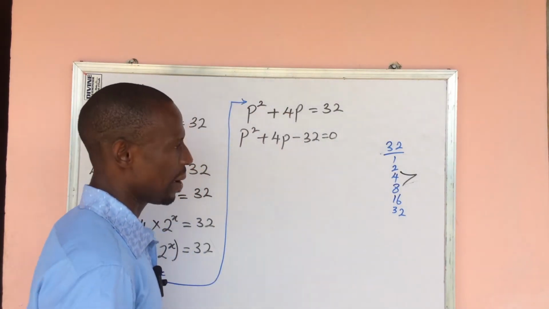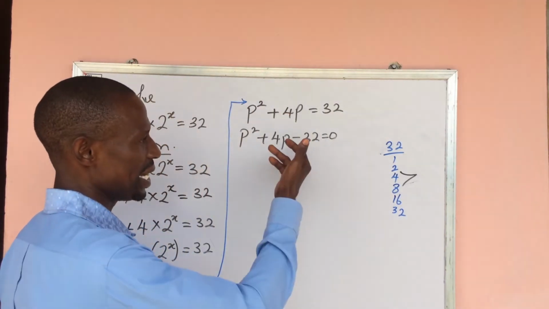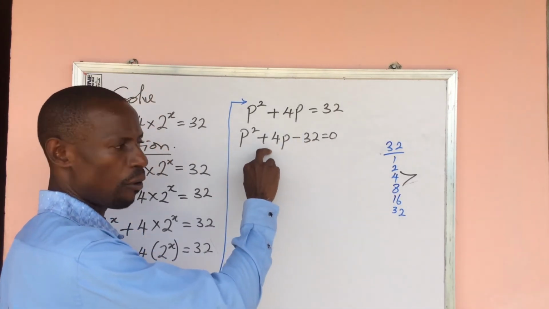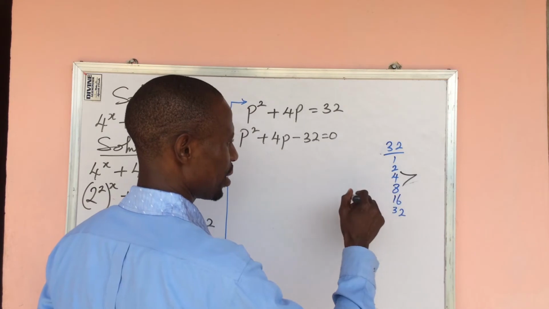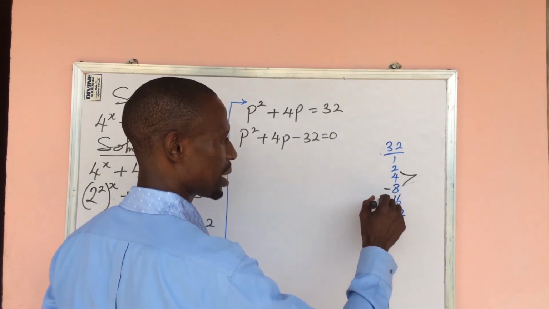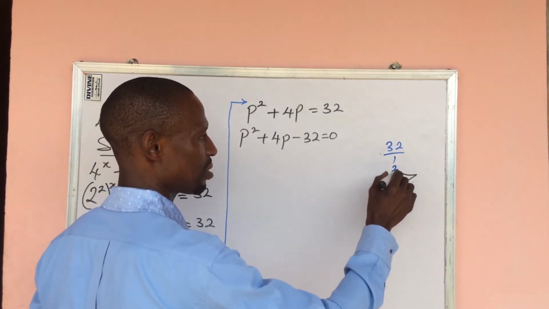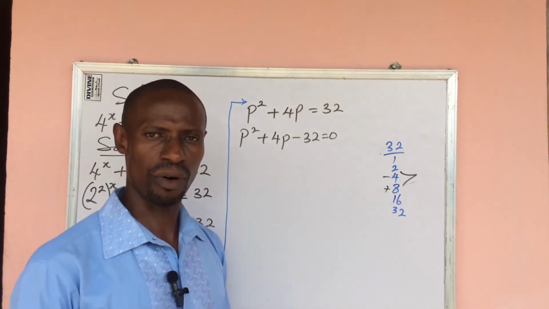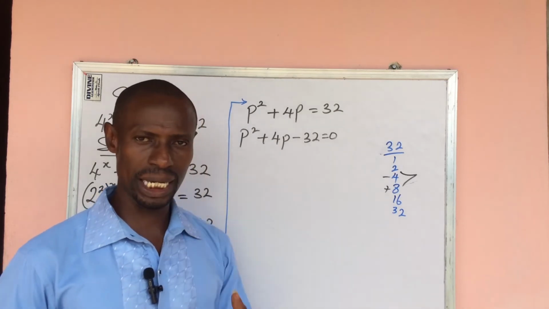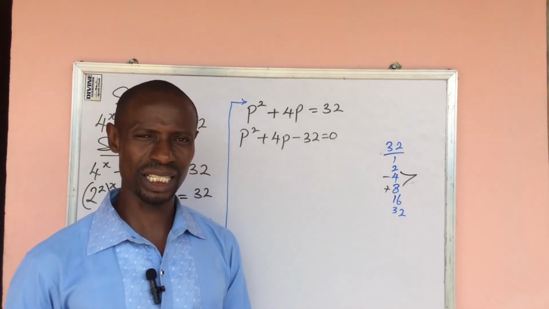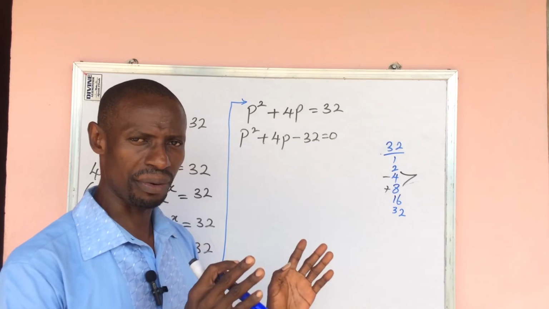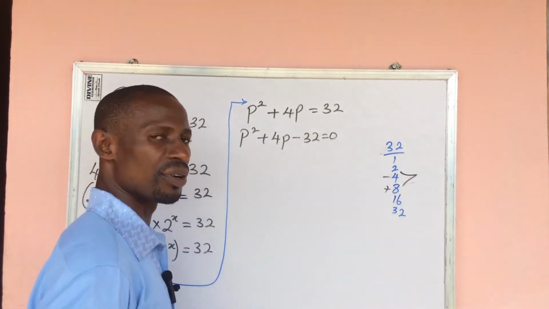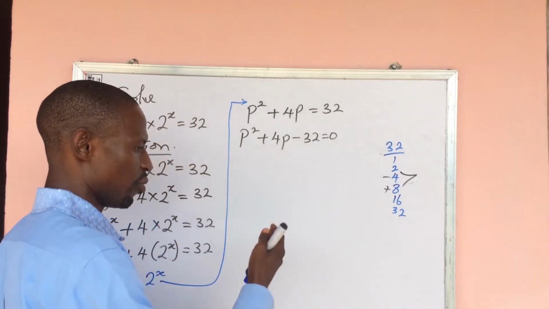Now, what will be the sign? Mind you, the multiplication must give us a negative 32 and the addition must give us a positive 4. So if we assign a plus sign to 8 and a minus sign to 4, that will give us minus 4 times plus 8, which is minus 32. Then if we go the other way around, plus 8 minus 4, will give us plus 4. So we got the numbers.